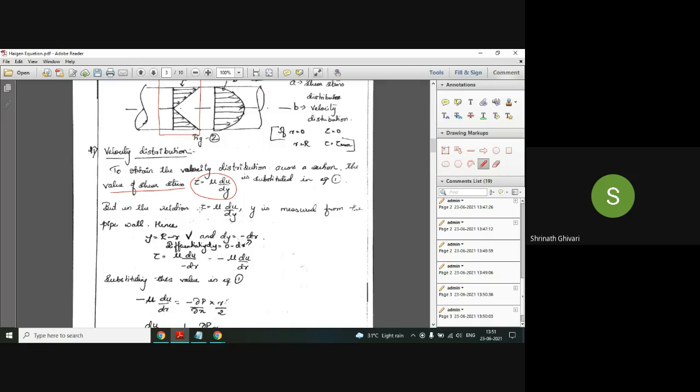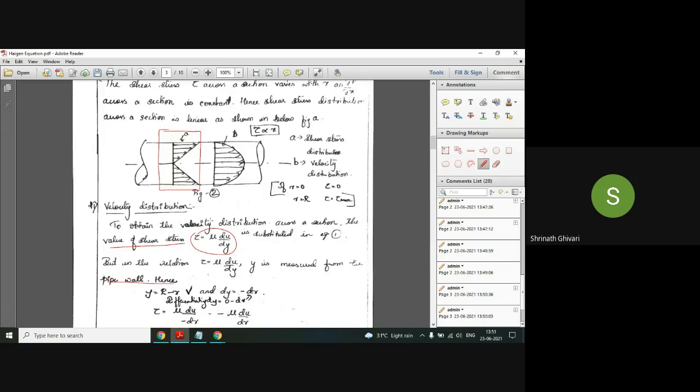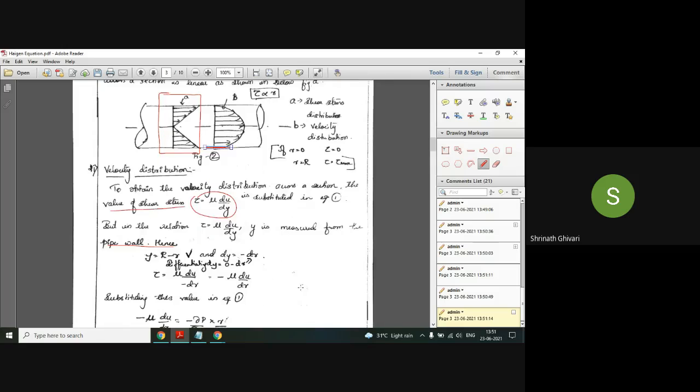But in the relation tau equal to mu du by dy, y is measured from the pipe wall. Whenever we are measuring the velocity distribution, we are measuring from the pipe wall. At the pipe wall, the velocity will be 0. Therefore, y equal to what?